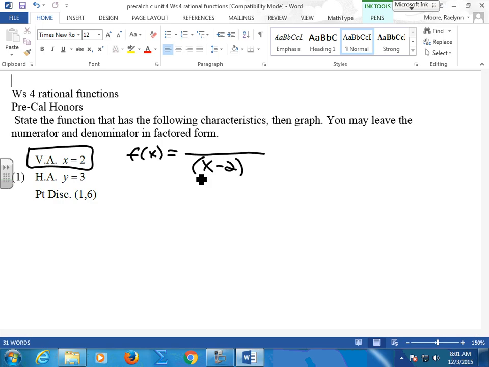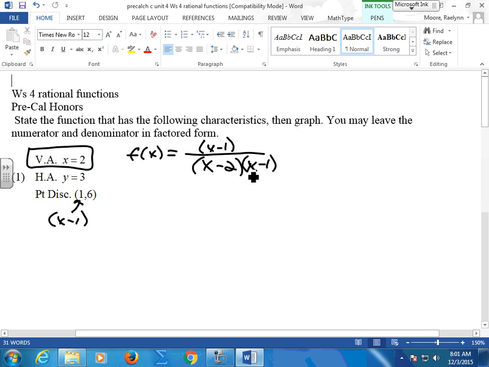Now, my point of discontinuity is 1, 6. If it's a factor, what is the point of discontinuity? How do I get to that point of discontinuity? Those are factors that cancel out. So my factor that cancels out is x minus 1. So I need an x minus 1 in my numerator, and I need an x minus 1 in my denominator. The 6, we're going to have to figure that out last. But we know our point of discontinuity is a factor that's going to come out of here.